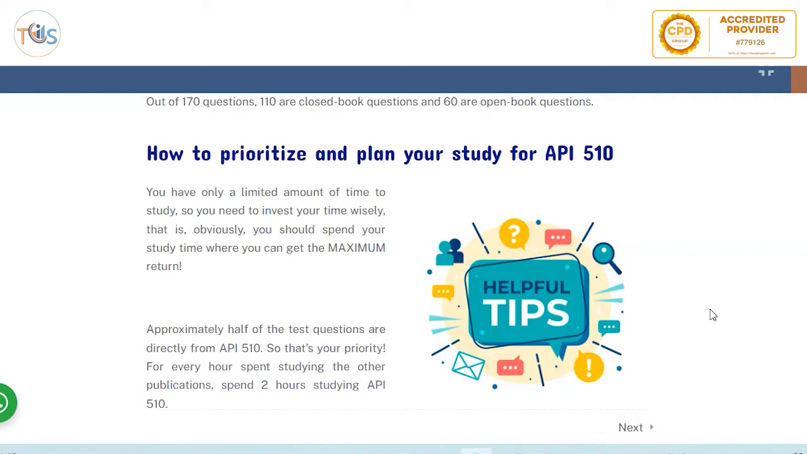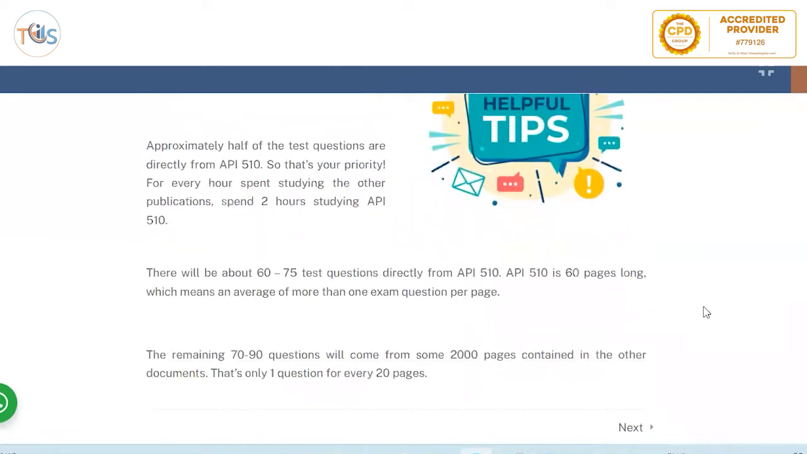Now, API 510, the inspection code, is obviously the most important one. So we highly recommend that that's your top priority. For every hour, for example, you spend on another publication, spend at least 2 hours studying 510. This is only 60 pages long, and 70 to 75 questions out of 170 questions come from here. So this is your top priority.